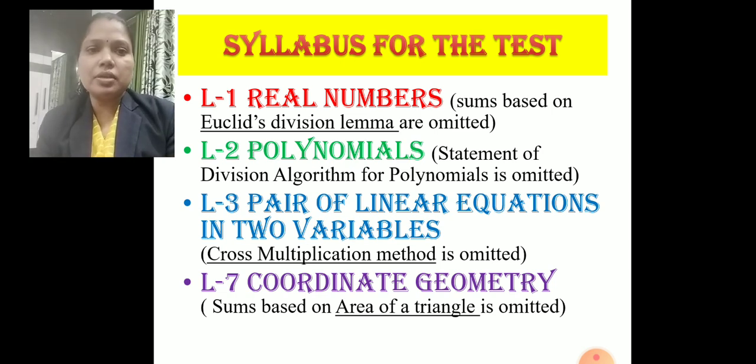Lesson number 7, coordinate geometry. From this lesson, the very last topic is what? Area of a triangle. Whatever sums are based on the area of a triangle, those are not going to be asked in the exam. Apart from the omitted parts, the rest of the portion is what the exam questions will be based on.